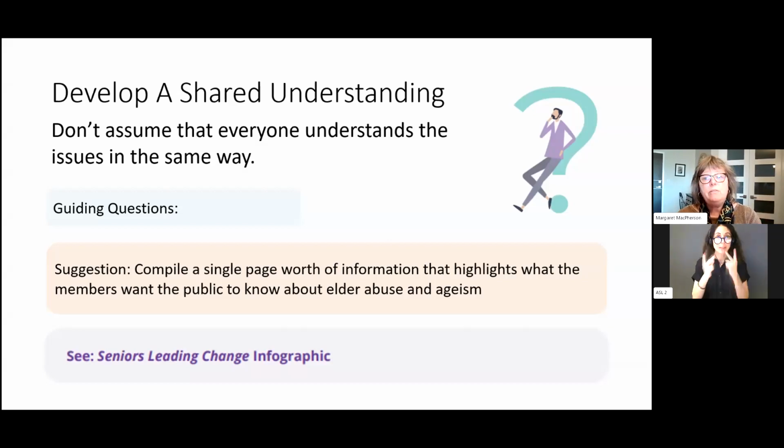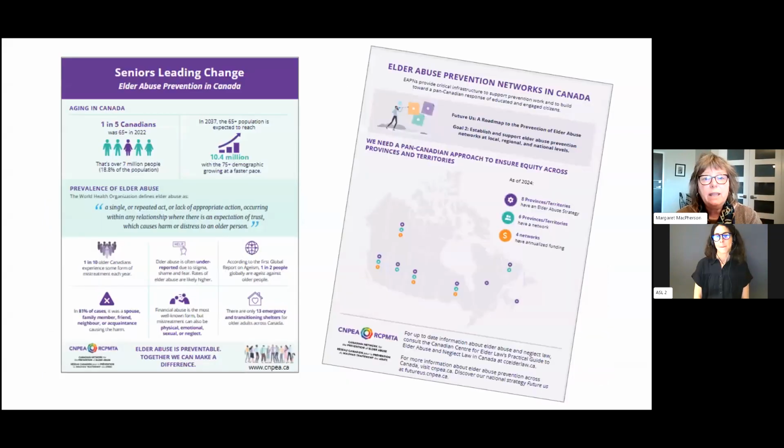And what I suggested is that you create your own one-pager that you can share in the community as one of your marketing tools for the network. But we've also taken the liberty of creating an infographic that you can just pick up and start to use as part of this. It's double-sided so that you can talk about elder abuse, the prevalence, and the issue about aging, the demographic in Canada. And then there's content about elder abuse prevention networks. This just gives you a bit of a running start on having materials that you can share with organizations, officials, about what you're working on.